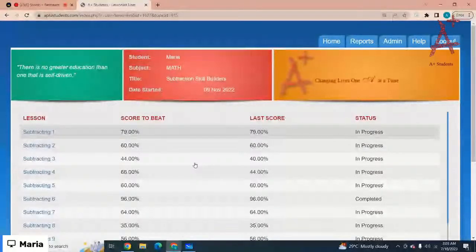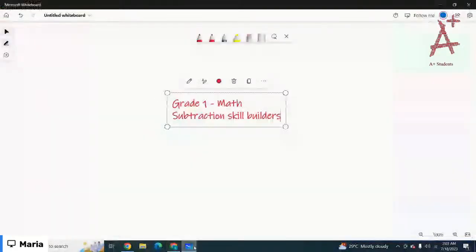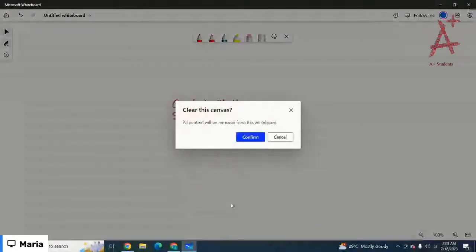So let's start with Subtraction Skill Builders lesson 1, that is subtracting 1. Today we are going to learn how to subtract 1 from numbers. Let's start with example 1, 7 take away 1. We're going to learn how to subtract 1 from 7.